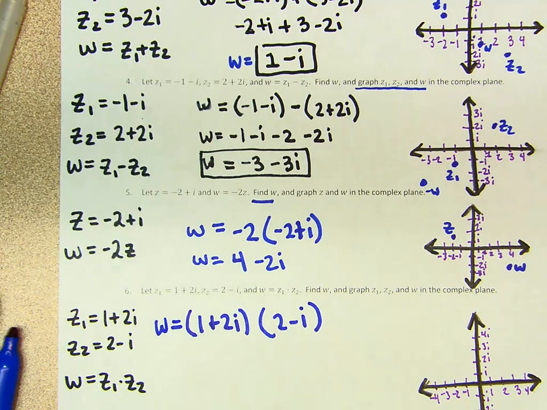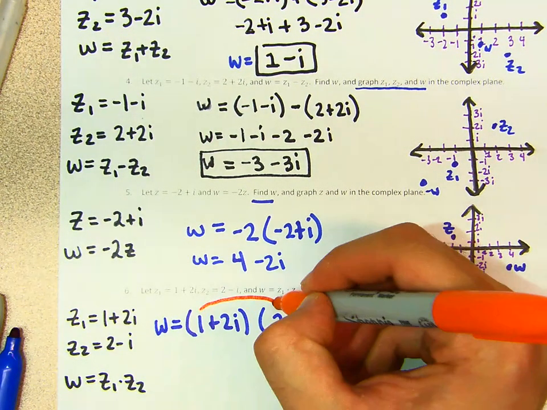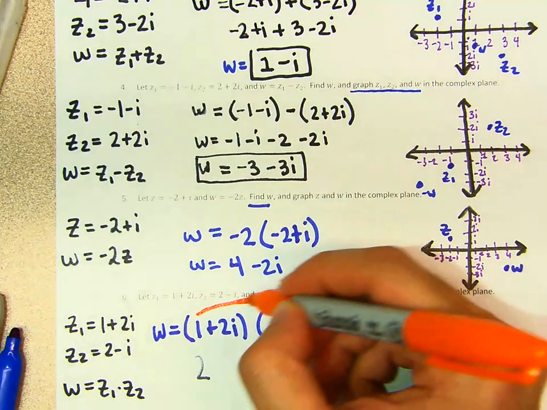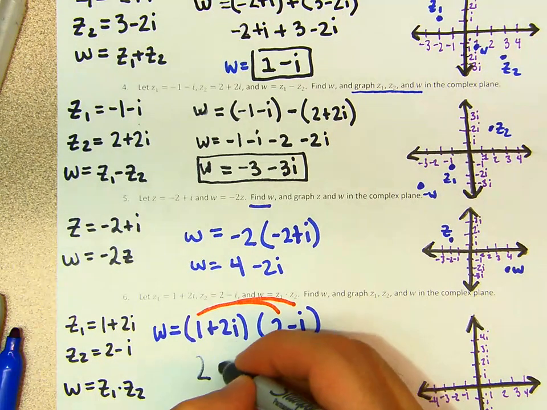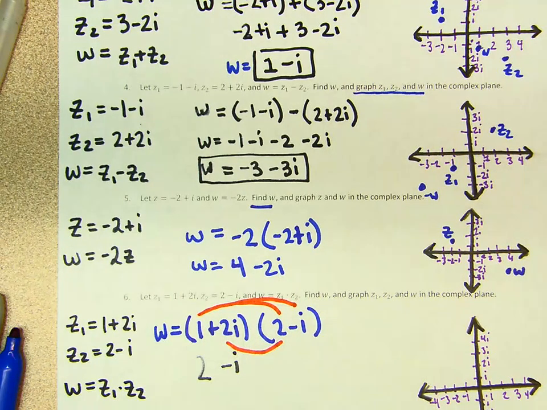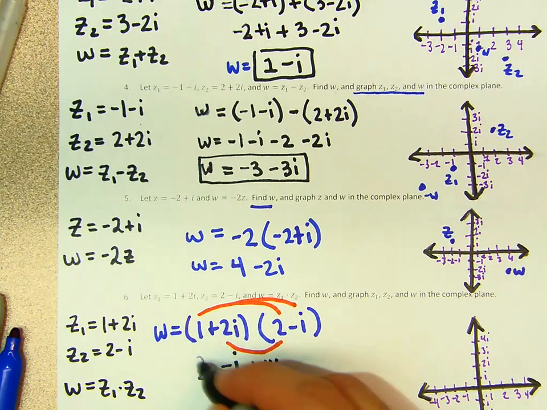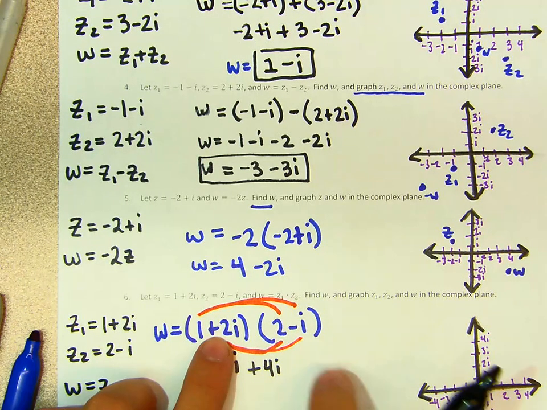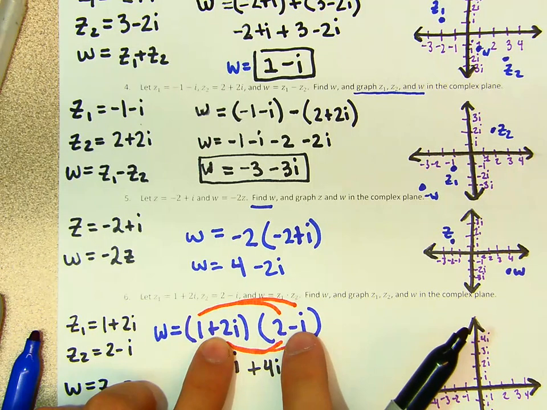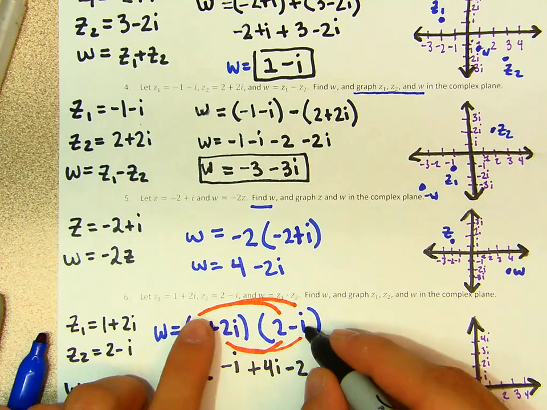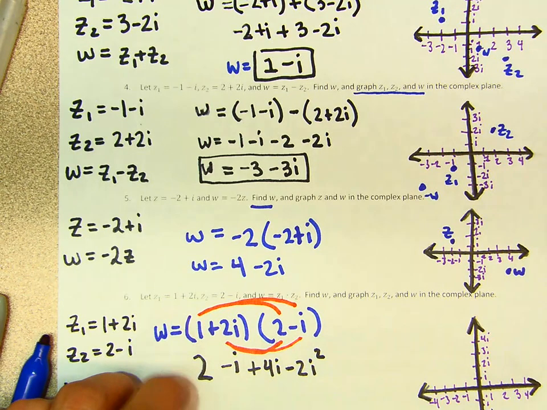So if I were to FOIL this, 1 times 2 is 2. Right? 1 times minus i is minus i. 2i times 2 is 4i, positive 4i, right? And what is the last one? 2i times minus i, well, let's see. 2 times negative 1, remember there's that negative 1 there, that's negative 2. Then i times i is i squared, okay?